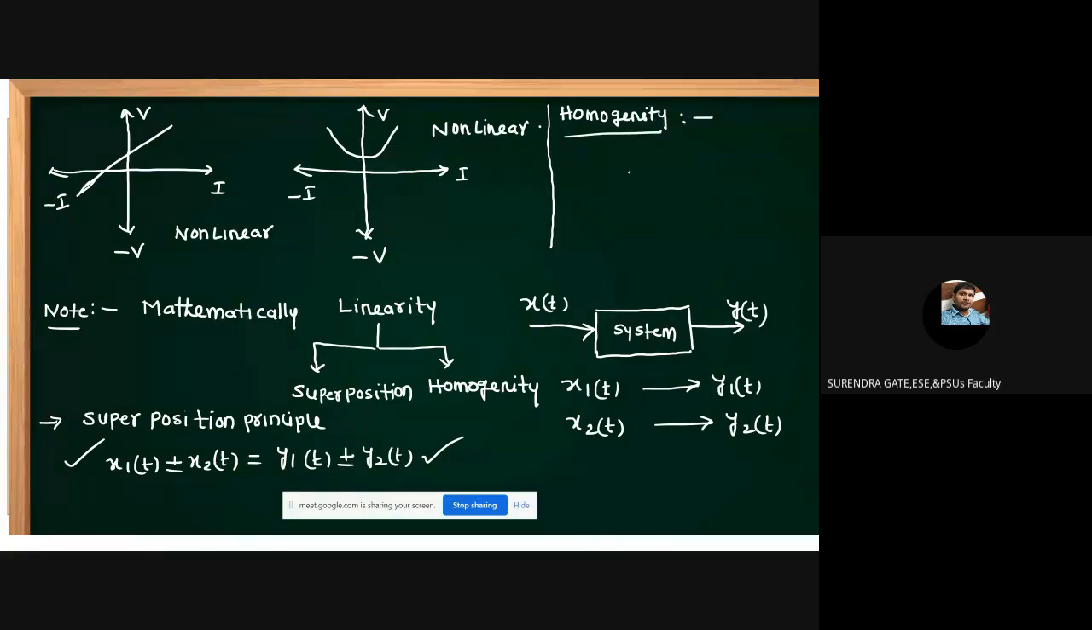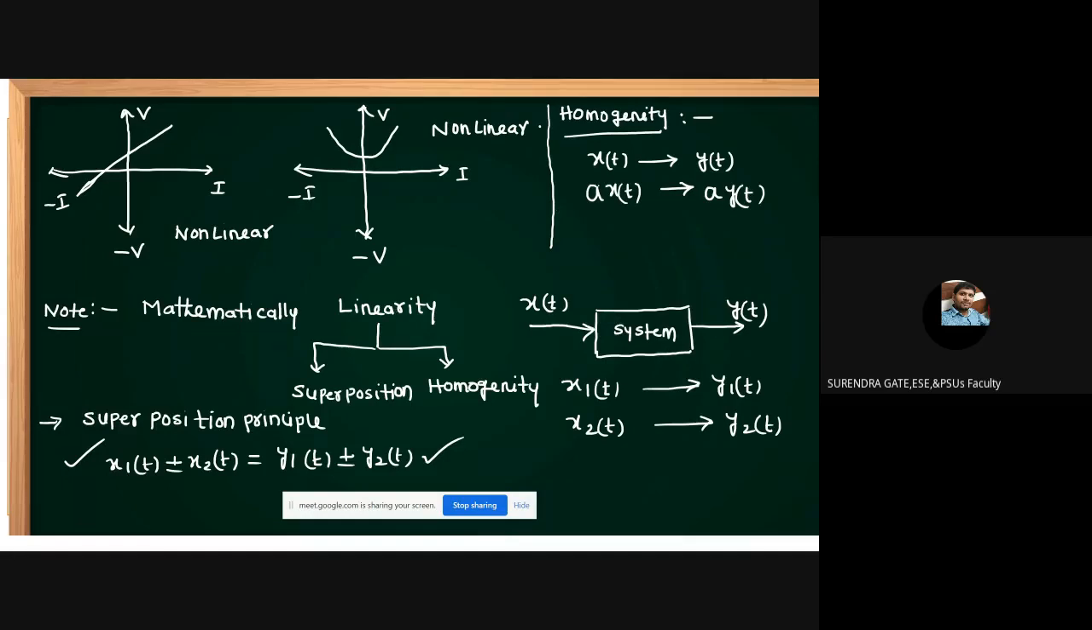The homogeneity is, for example, the input is x of t, the output is y of t. Then according to homogeneity, if the input is scaled by a factor of a, the output must also be scaled by a factor of a. Then we can say that the system is satisfying the homogeneity principle.